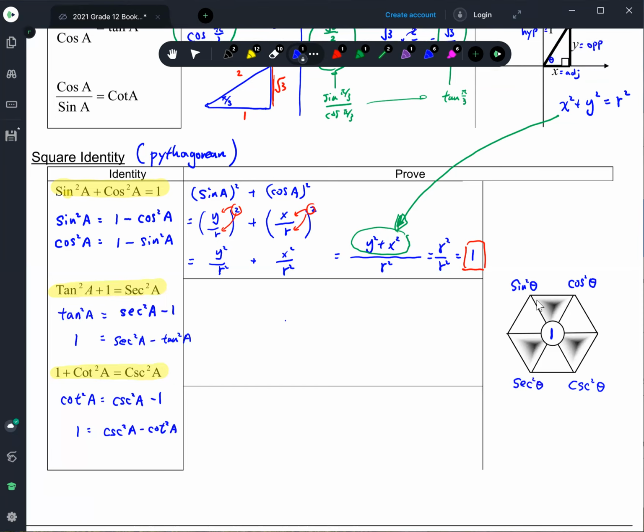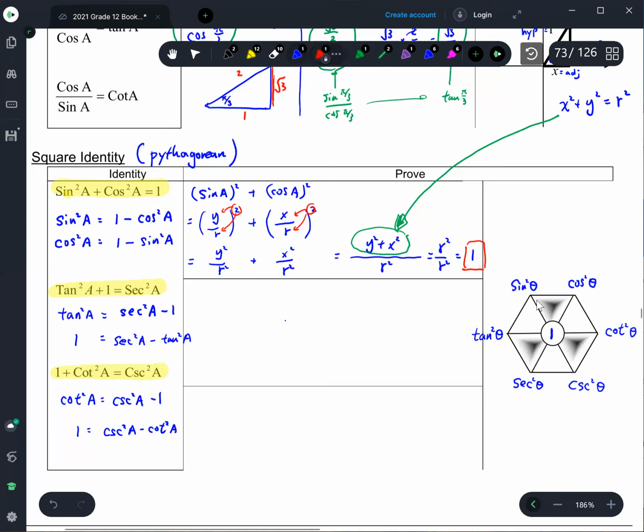Okay, and then the last one, of course, the tangent and cotangent. Tangent, we are going to put on the left side, and cotangent on the right side. Okay, everyone got the picture filled in? Now all you need to do is look at the three shaded triangles.